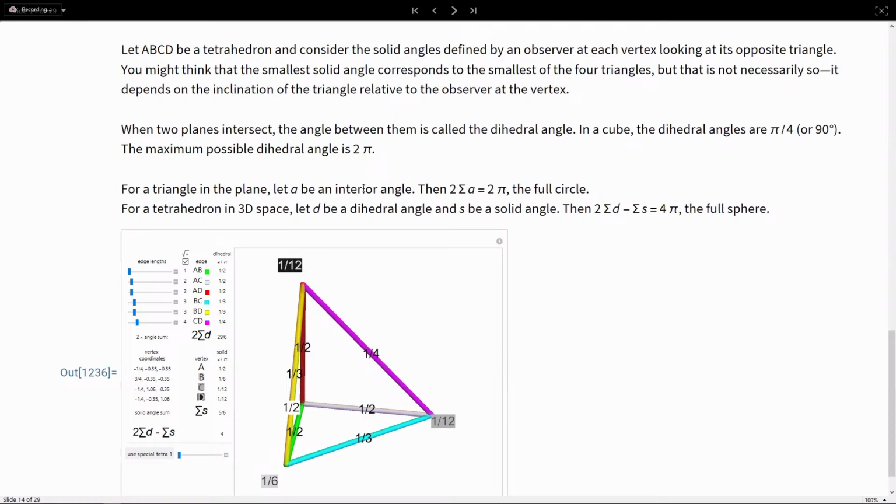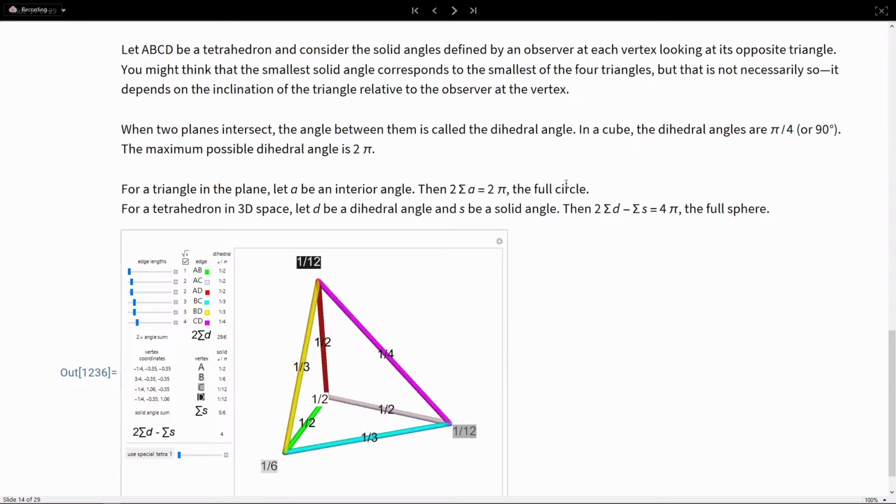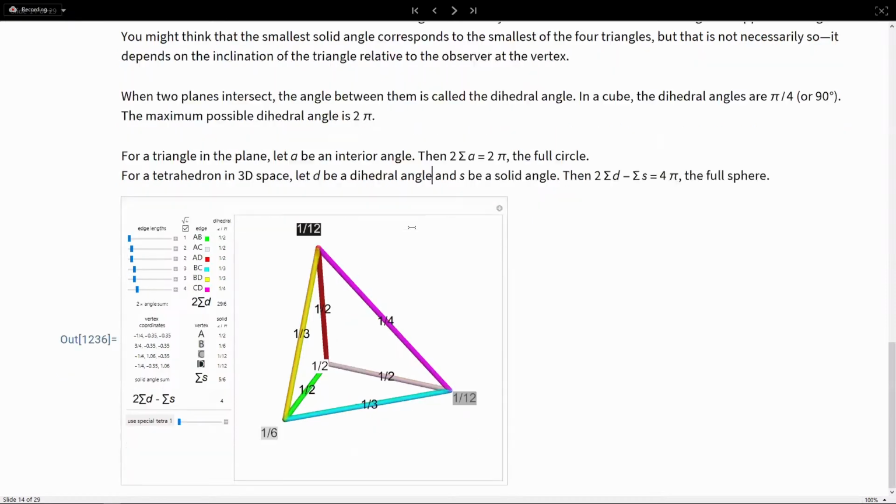And there's a property of tetrahedra. First, for a circle, if you add up the 3 angles of a triangle, you get pi. If you multiply by 2, so twice the sum of the angles of a triangle is 2 pi, the full circle. Twice the sum of the dihedral angles minus the solid angles is 4 pi, the full sphere. That's the corresponding angle sum formula for a tetrahedron. Twice the dihedral angles minus the solid angles is 4 pi.